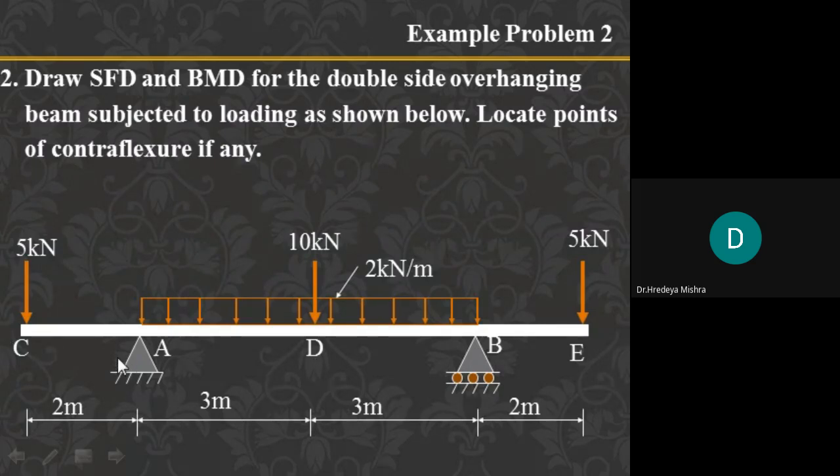Here what we have to do is draw the shear force and bending moment diagram for the double sided overhanging beam subject to loading as shown below. Locate the point of contraflexure, if any. If there is a contraflexure, then we have to find the position of the contraflexure and mention it in the diagram. Okay, so let's start.